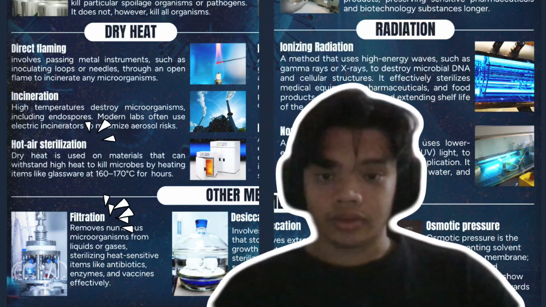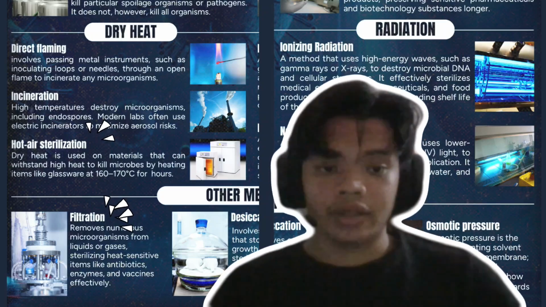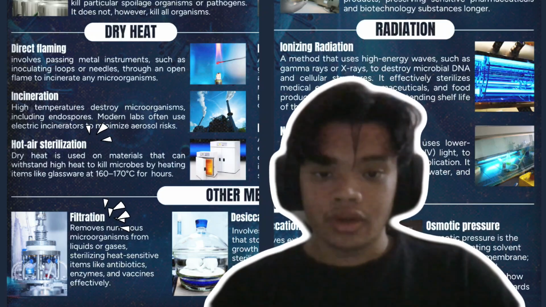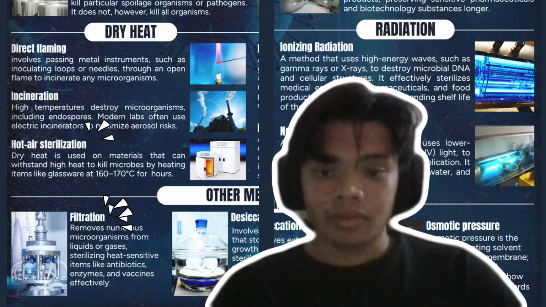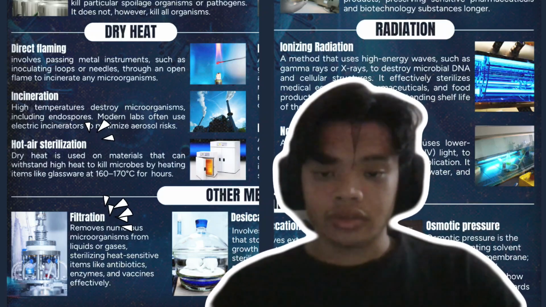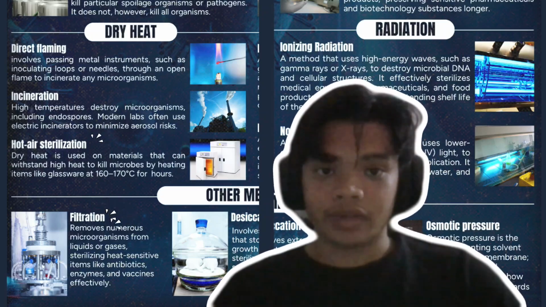Water sterilization is a method that uses dry heat to kill microorganisms. Items are placed in an oven at around 160 to 170 degrees Celsius for 2 to 3 hours. It works well for things like glassware, metal tools, and powders that can handle high heat. Filtration, on the other hand, removes microorganisms by passing liquids or gases through a filter. It's great for sterilizing heat-sensitive substances like antibiotics, enzymes, and vaccines.